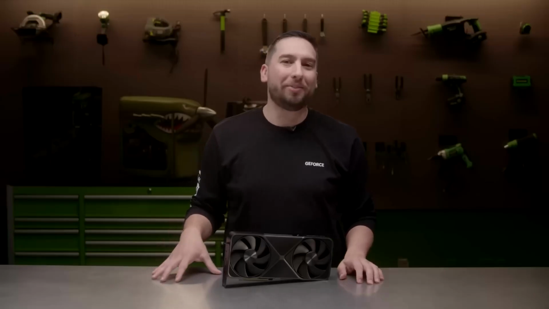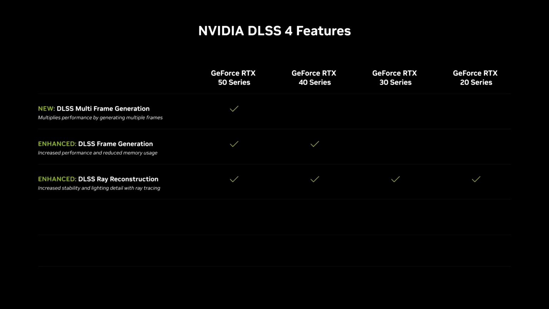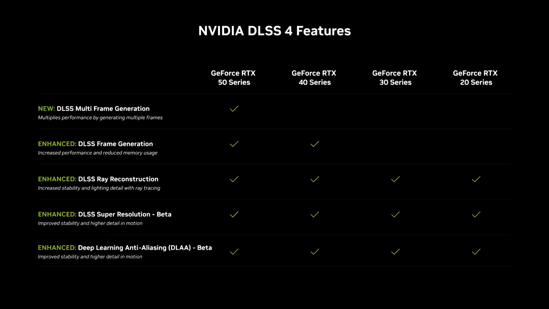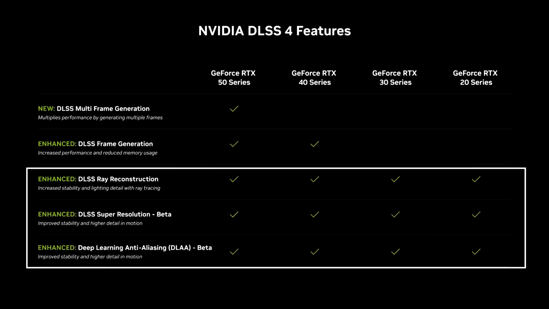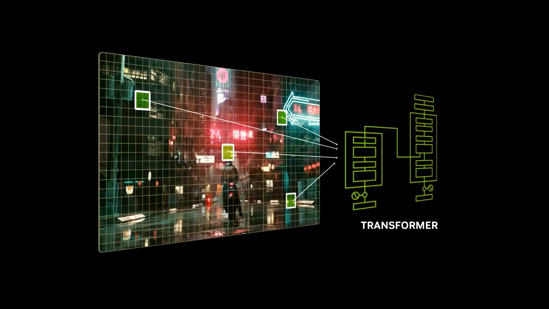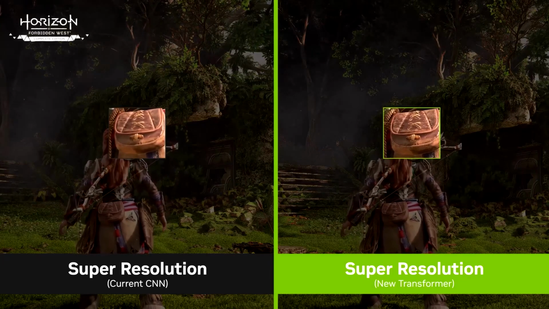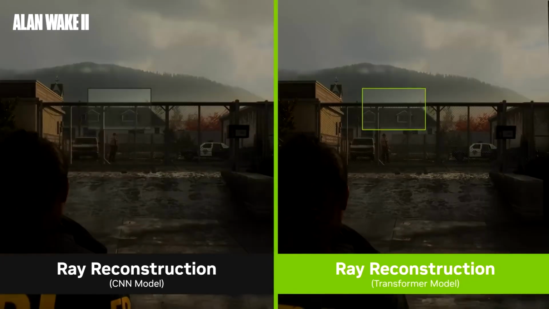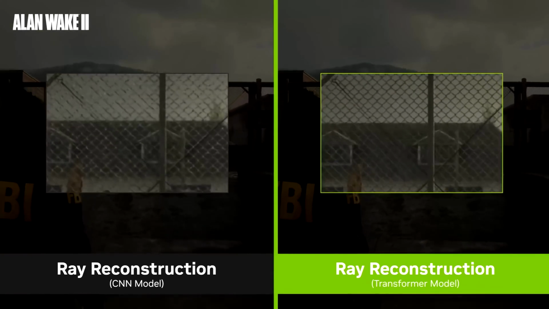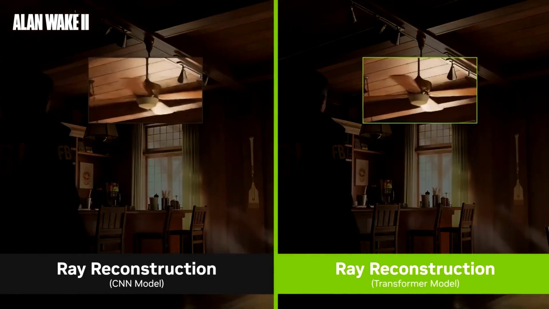Now let's talk about DLSS 4. It's our biggest advancement to DLSS since 2020, bringing enhancements to the entire suite of DLSS technologies. Let's start with ray reconstruction, super resolution, and DLAA, which all get a new and more sophisticated transformer model that improves image quality and stability for all GeForce RTX users.